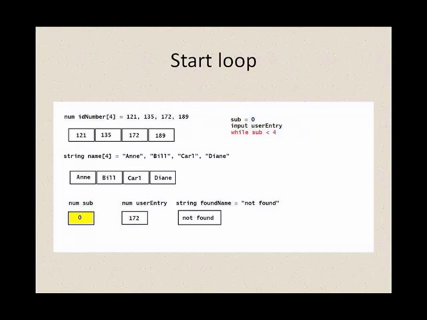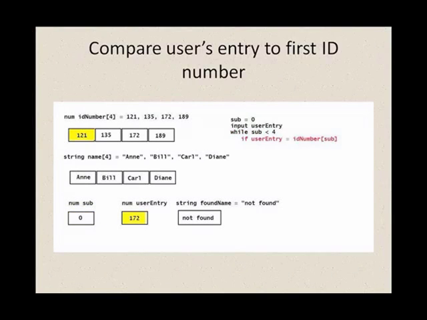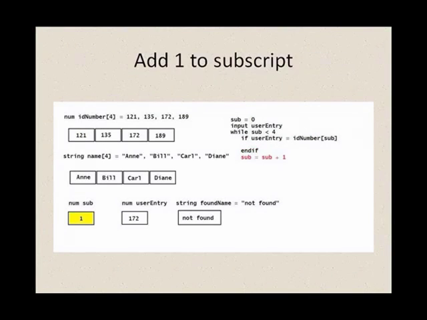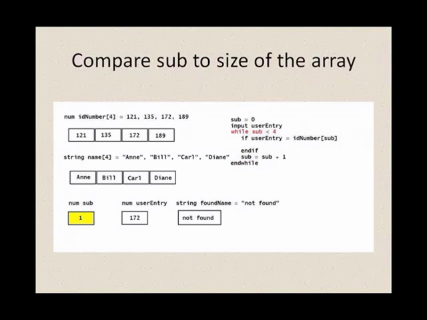You compare the subscript to 4 to make sure you've not gone past the end of the array, and the subscript is 0, so it is less than 4. And then you compare the user's entry, 172, with the ID number at position 0, which is 121. They're not equal, so we'll end the if statement and wait until later to show what we do when they are equal. Then add 1 to the subscript so it's 1, and you reach the end of the body of the loop. You return to the top and compare the subscript to 4.